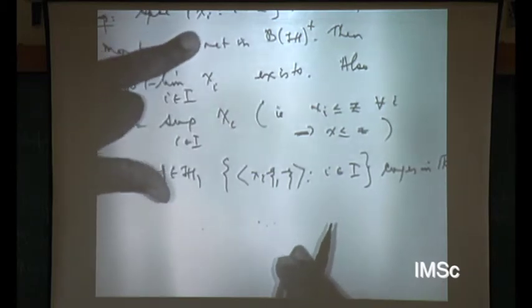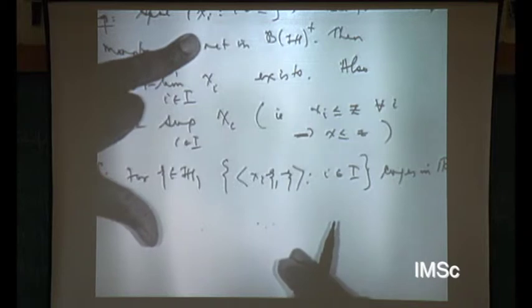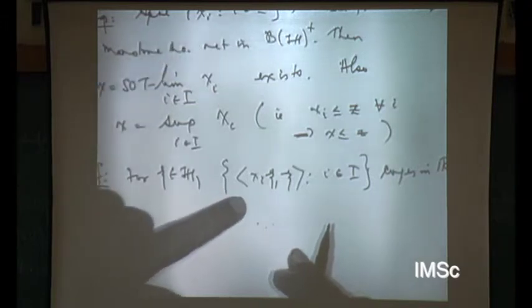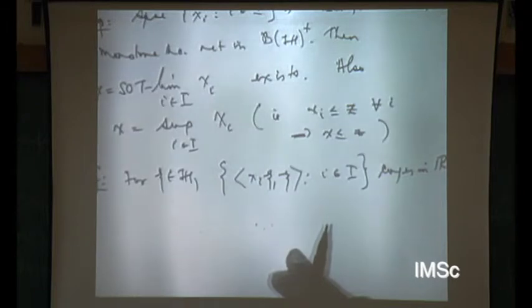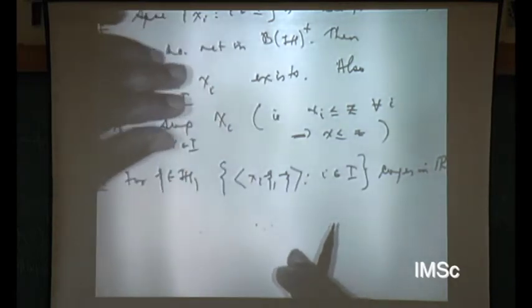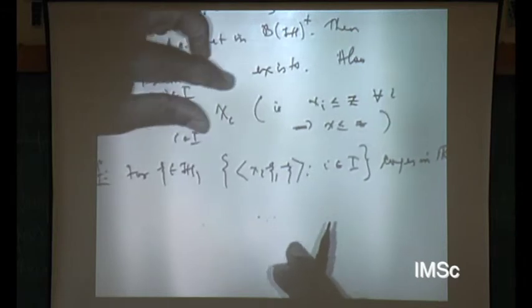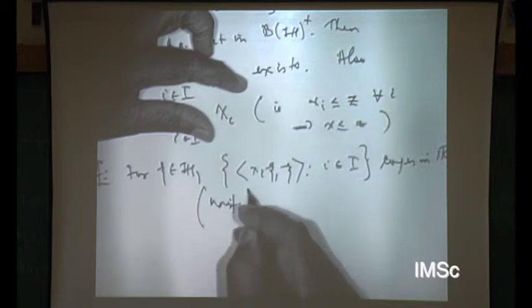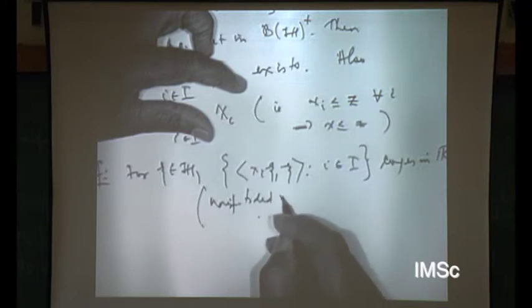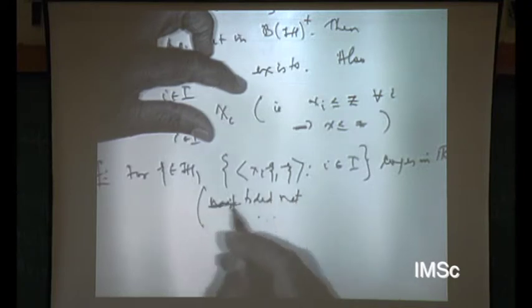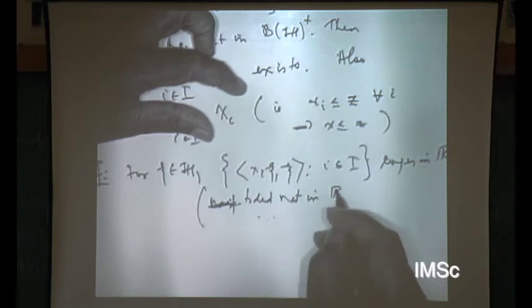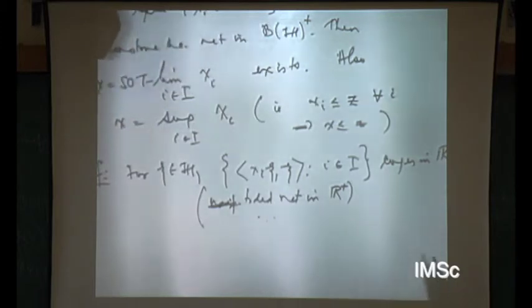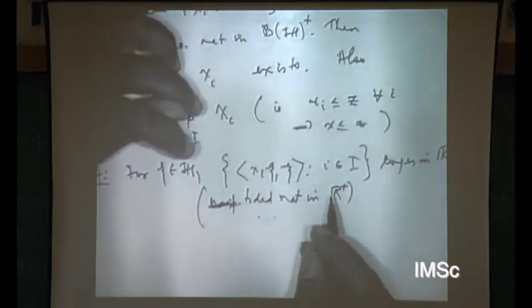You assume that this family is uniformly bounded. That means sup norm x_i is finite. By Cauchy-Schwarz, this is bounded by norm x_i times norm h squared, which is bounded by the uniform bound times norm h squared, because it's uniformly bounded. Or just a bounded net of real numbers. So this limit converges.